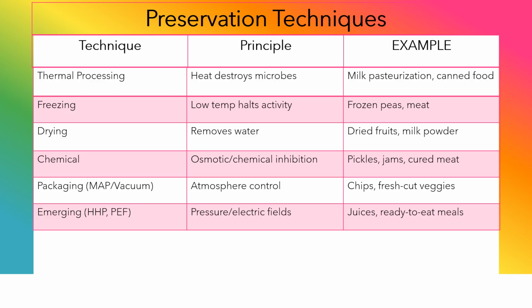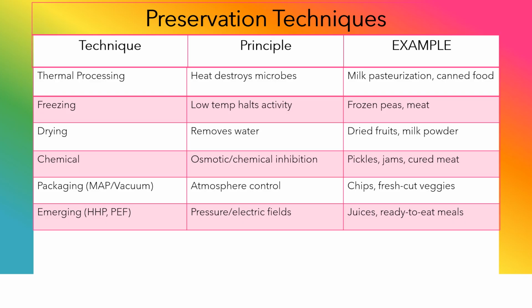Next is drying. Drying removes moisture, lowering water activity. For example, dried fruits, milk powder, spices. The next one is chemical preservation. It creates an unfavorable environment for microbes, for example, pickles, jams, or squashes. And the methods used under chemical preservation are salt, sugar, vinegar, preservatives, or benzoates or sorbates.